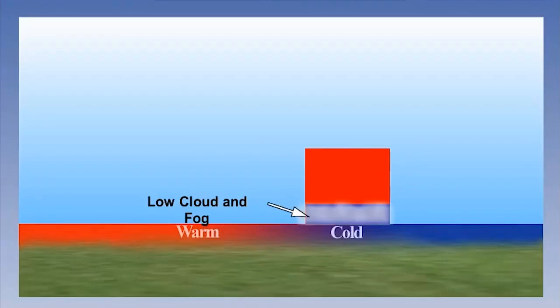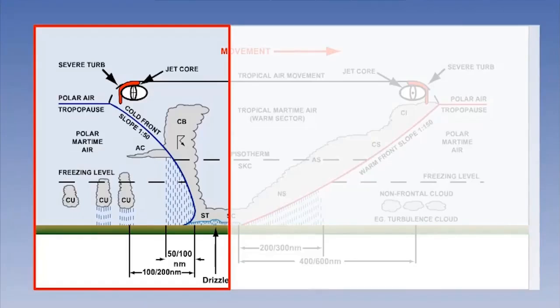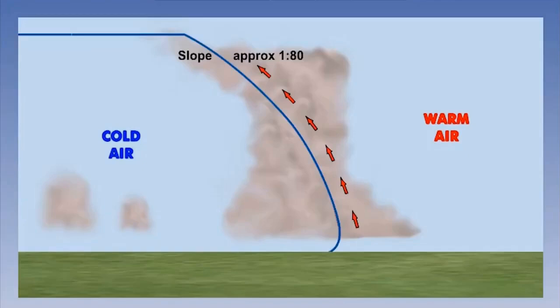As a result of this, the bottom part of the air mass, which is in contact with the surface, will be cooling and the air will be condensing, creating the cloud and fog. However, this is only happening at the surface. The rest of the warm sector above hasn't been cooling and would therefore be mostly clear of cloud and weather.